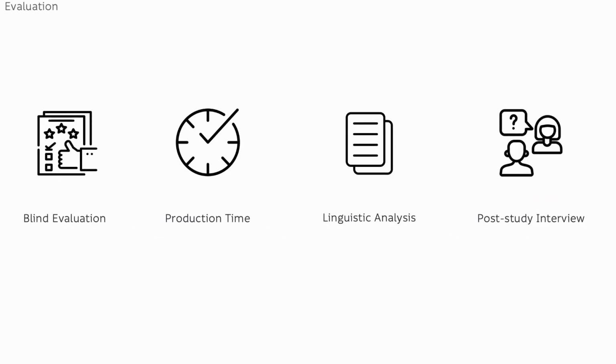In this study, we aim to evaluate the efficacy of the automatic feedback in generating a good scene description. Hence, we asked blind evaluators to evaluate the quality of the scene descriptions. We also calculated the production time of the scene descriptions, and analyzed the linguistic characteristics of the scene descriptions generated by the participants. Lastly, we conducted a semi-structured interview with the participants to understand the experience they encountered while using our interface.